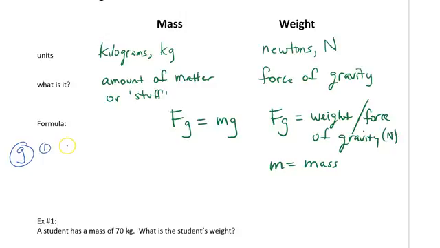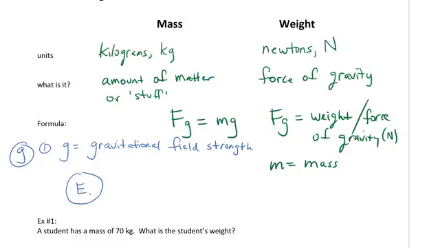So we could say g equals gravitational field strength. And I know that's a lot of letters. So if you imagine, let's say this is the Earth here. The Earth sets up an invisible force field around it.